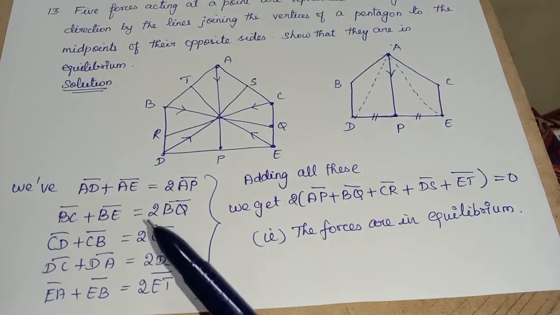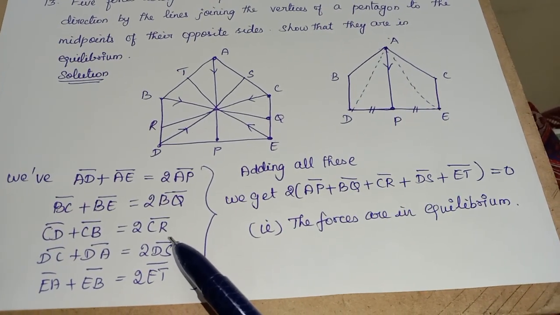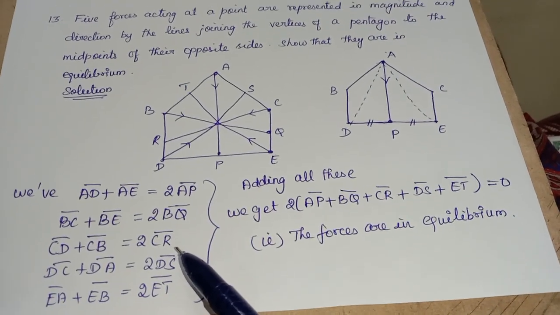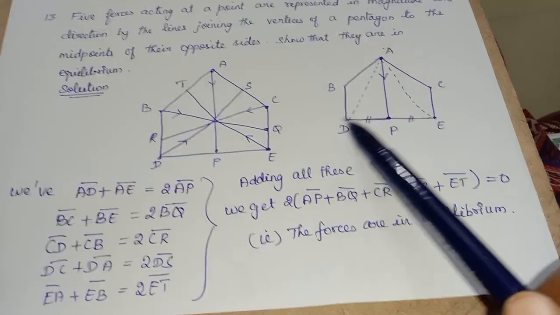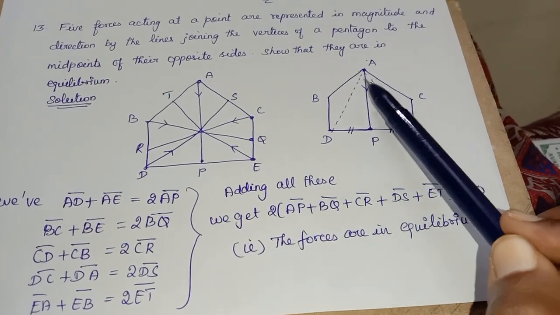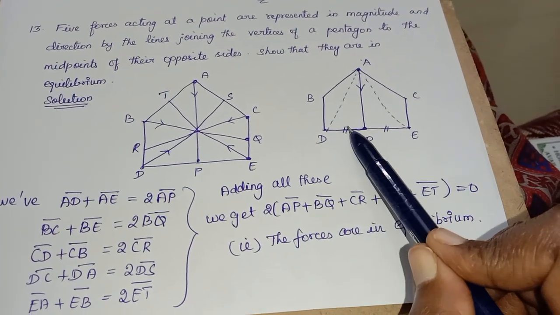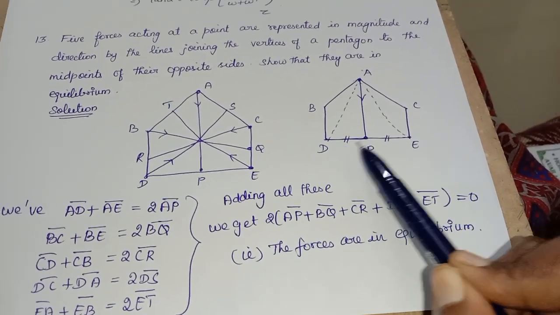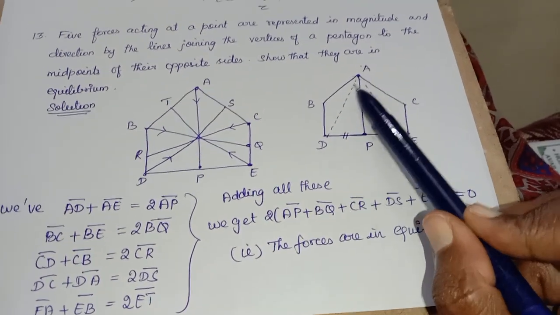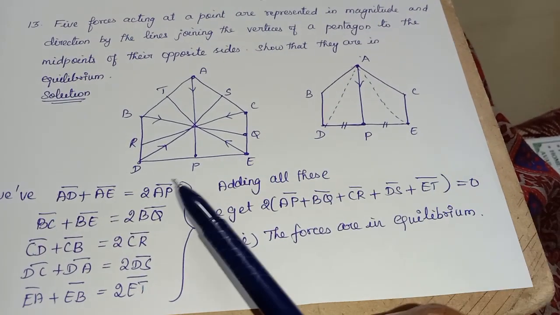So see, I have given you one extended parallelogram law. In that one I have given one special case. When lambda and mu are equal, OA plus OB equal to 2OC, where C is the midpoint of AB. In the same way, for a single force I am representing here. Now you take the pentagon and you consider this AP alone. This P is the midpoint, so these two sides are equal. That means they are in the ratio 1:1. So what do I conclude here? AD plus AE equal to 2 times AP.